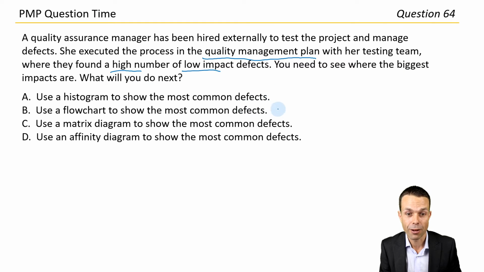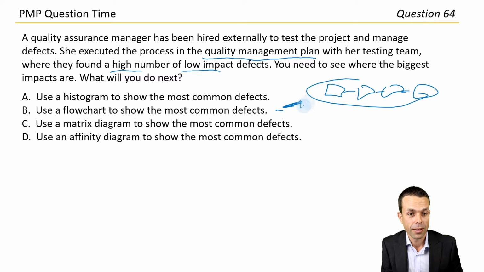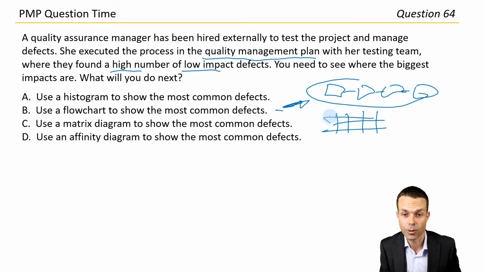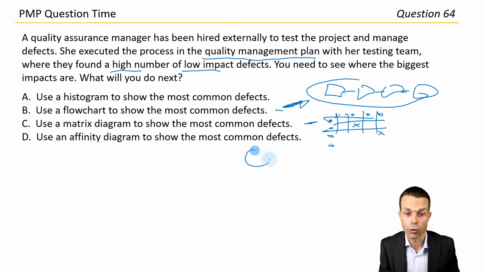What are our options? A flow chart, that's where we look at a process and the steps. 1, 2, 3, 4, 5, what are the steps in a process? That's a flow chart. Matrix diagram is like what you use in Excel typically, and you've got things over here, and do they match up with things over here? Maybe here and here. So I don't think that's it either. Affinity diagram is when we're grouping things with an affinity to each other. So similar items here, all the similar items here, all the similar items here.